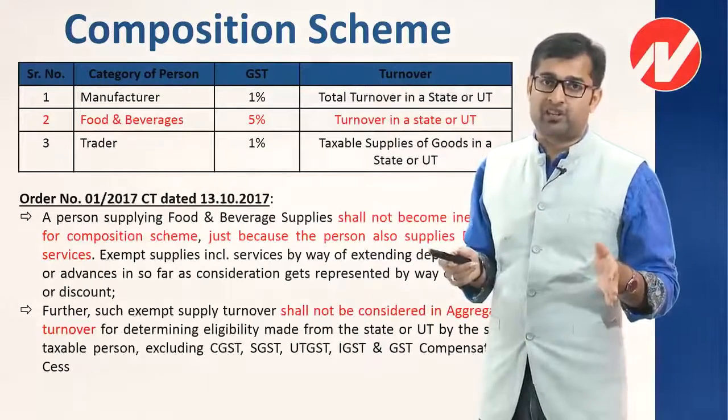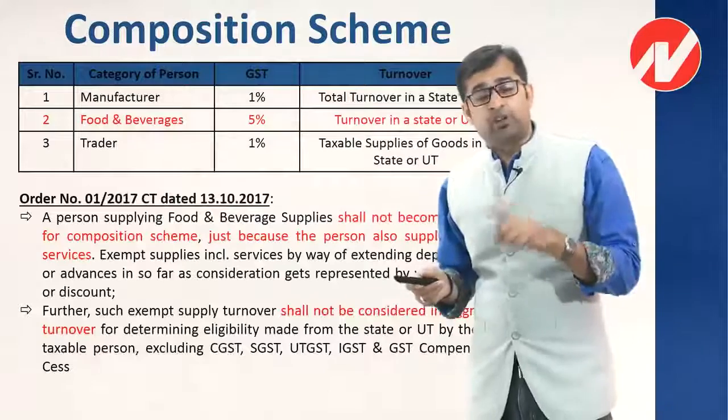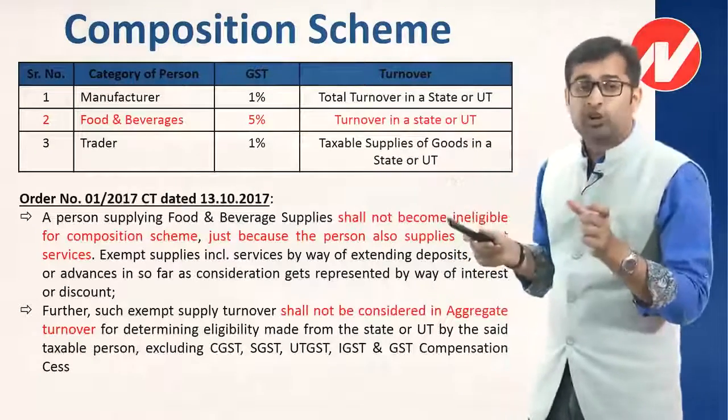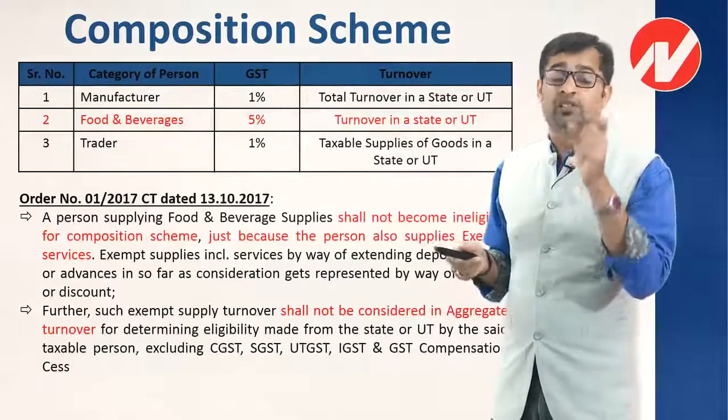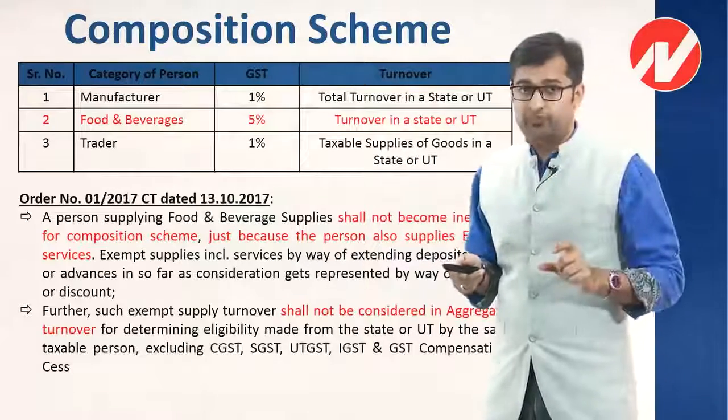So now shall I consider 160 lakhs as my aggregate turnover and say that I am ineligible for composition scheme? So that is why they have put in this point कि for deciding your turnover you don't have to consider exempt services, rather you just have to consider food and beverage supply turnover.